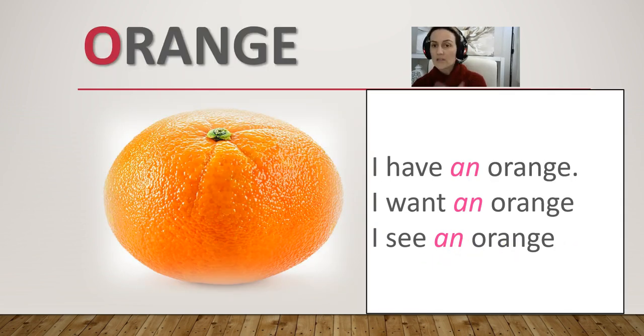Wonderful. Here's another example. Another fruit that starts with a vowel. Orange. So, naturally, you need to use this article. An. Look at your fruit. It's just one, singular. So you have to show me that it's singular. How do you do that? Well, you add an article. I have an orange. I want an orange. I see an orange.